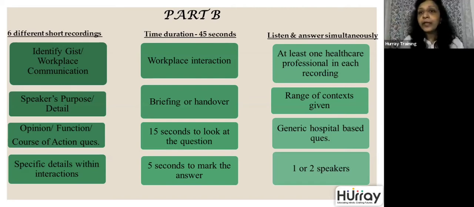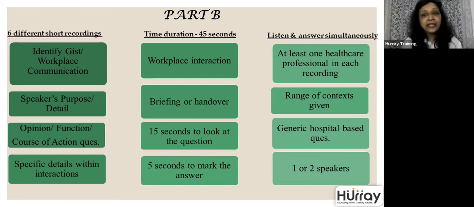At least one healthcare professional is there in each recording here. The range of contexts are given. It can be any context. Like I said, it could be a dentist talking to another dentist, or it could be a pharmacist talking to somebody else. It could be a physiotherapist, a nurse, or a veterinarian, because veterinarians are also eligible for the OET exam. So it will be a range of different contexts.